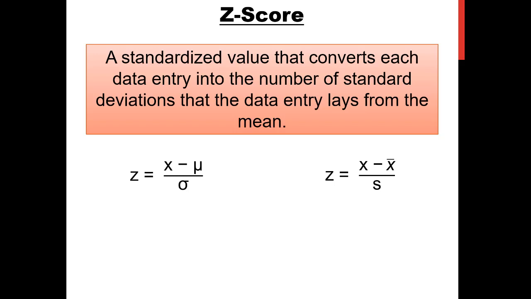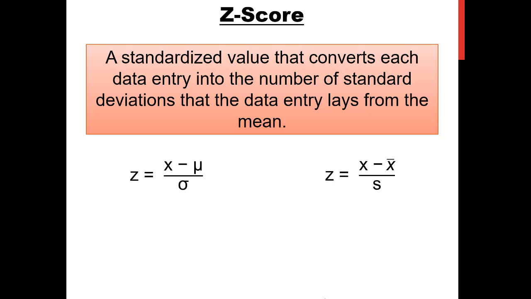What x minus mu is, remember, it's our deviation. It's our deviation of the data. And sigma and s are standard deviations. So we're saying we take our deviation and divide it by the standard deviation. And that tells us how many standard deviations away from the mean a particular data entry is. It gives us a measuring stick.